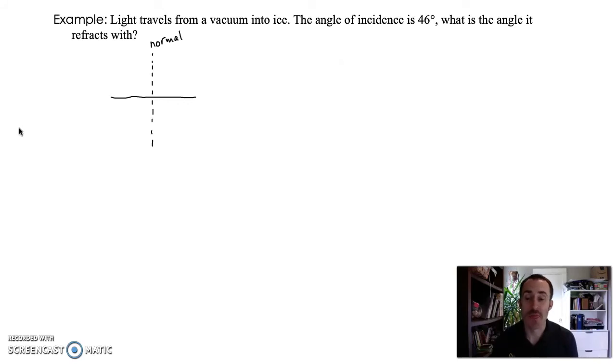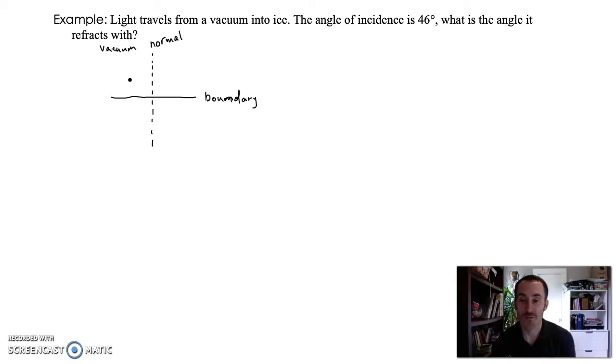Let's do an example here. Light is traveling from a vacuum into ice. The angle of incidence is 46 degrees. What angle does it refract with? So let's say that this is the boundary between the two. We have to remember that. And I've drawn in the normal line as well. So light is traveling from a vacuum into ice. So top is vacuum, bottom is ice. I'm going to write that up here.